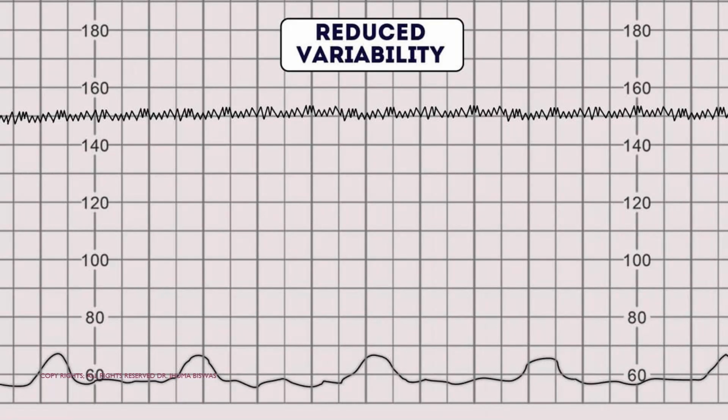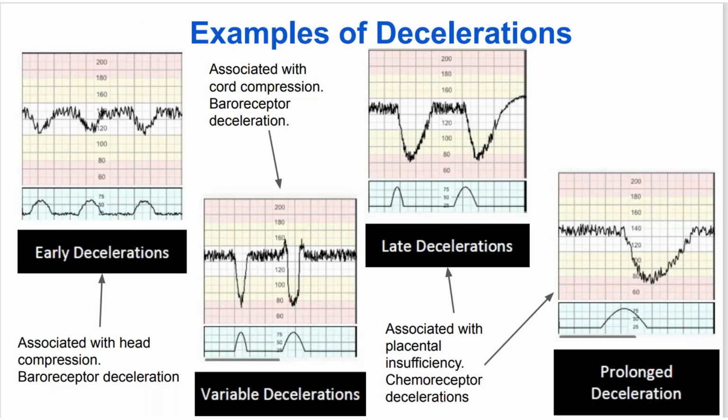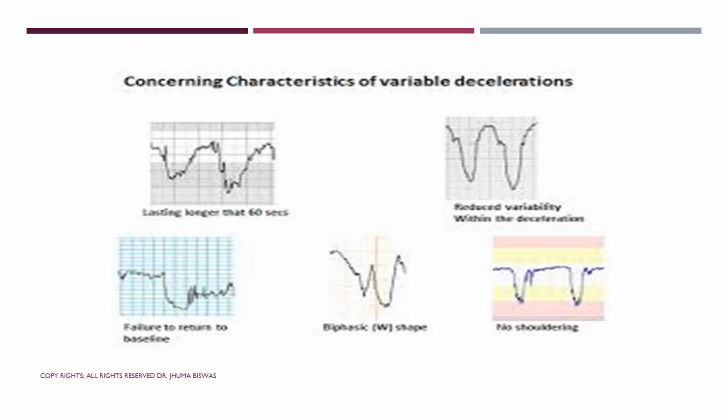So when you see a variable deceleration, there are a few things we look for. We always try to find out whether there are any concerning features or non-concerning features. There are certain criteria in a variable deceleration that we term concerning characteristics. If you see a variable deceleration lasting longer than 60 seconds, that is one of the concerning characteristics. If, with the variable deceleration, you see reduced variability, that's also a concerning characteristic. If you see that after a variable deceleration it fails to return to the baseline, that's another concerning characteristic.